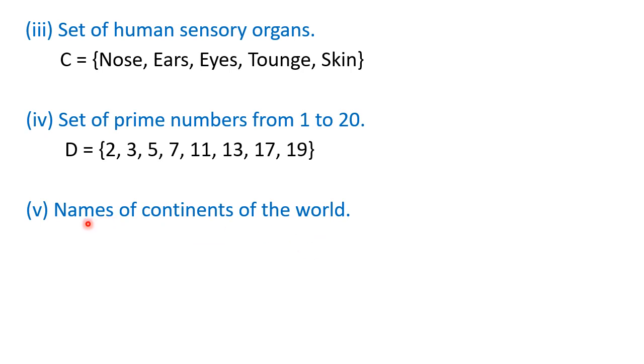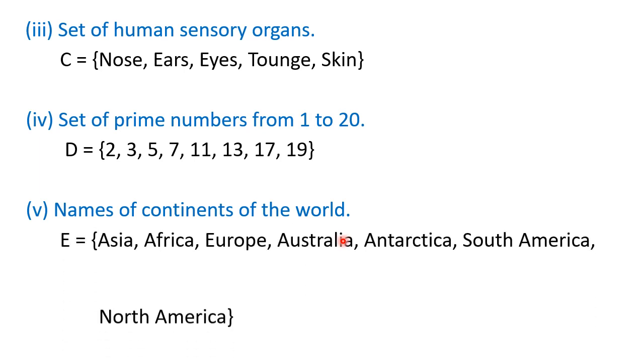Next, names of continents of the world. All of you have studied this in geography. You know the continents. So start writing the names of the continents. You know that most of them start from the letter A. So start writing, and then check your answer here on the screen. Okay, you can take any alphabet. I have taken E. I have taken in sequence A, B, C, D, E. Then you know that Asia, Africa, Europe, Australia, Antarctica.